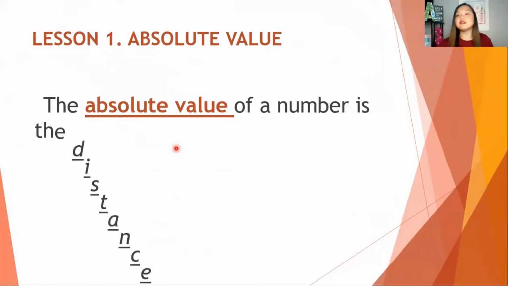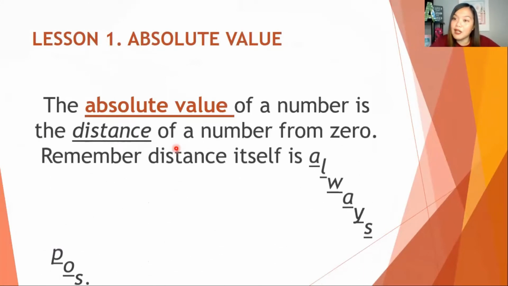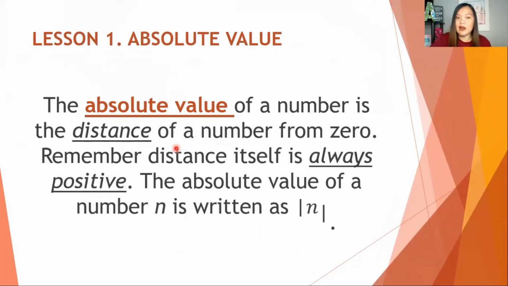So for us to know what is absolute value, the absolute value of a number is the distance of a number from 0. Remember, distance itself is always positive. The absolute value of a number n is written as |n|. Ulit. So the absolute value of n, that's how we read this one. Buti pa si absolute value, always positive thinking. Positive thinker. Wala siyang kanega-nega, puro positive lang siya.